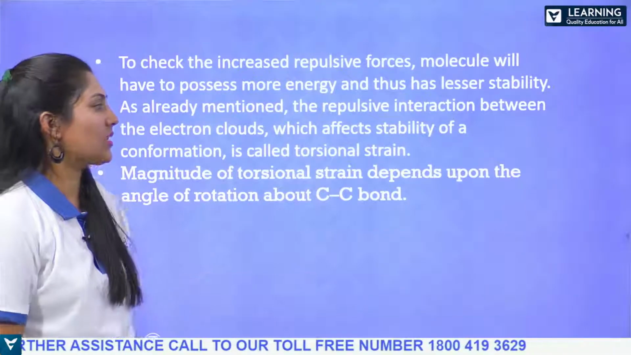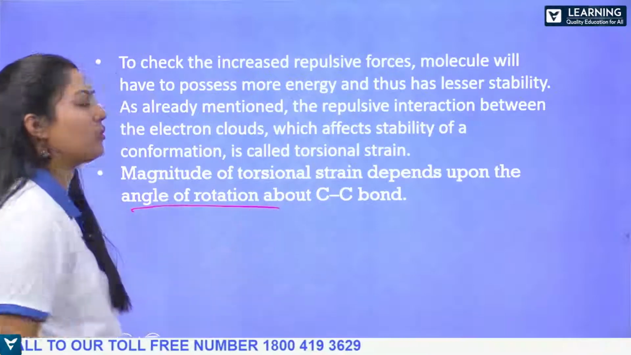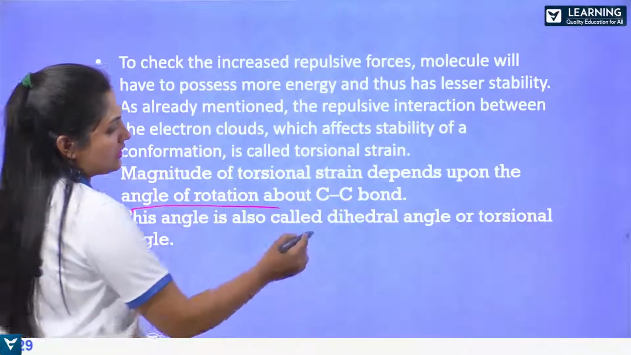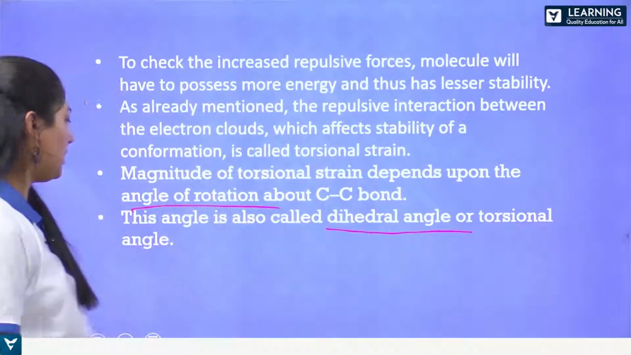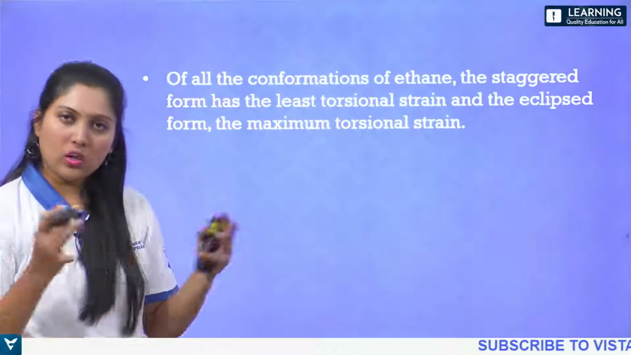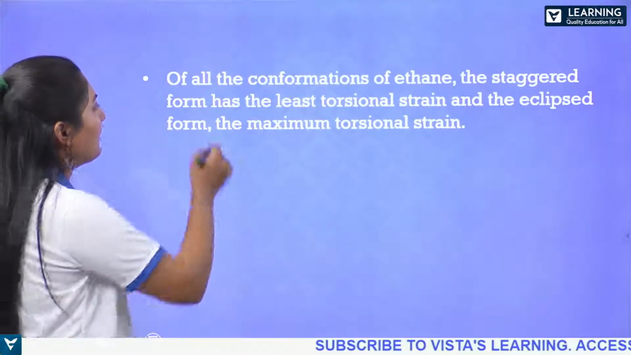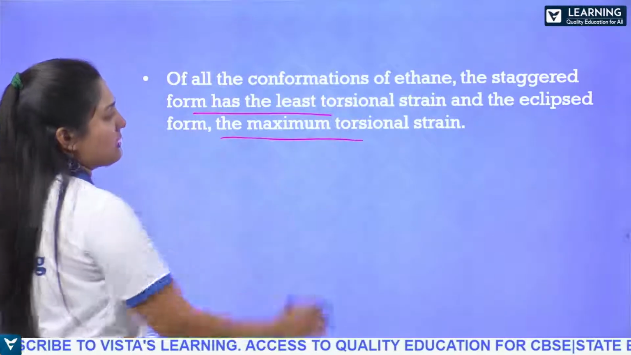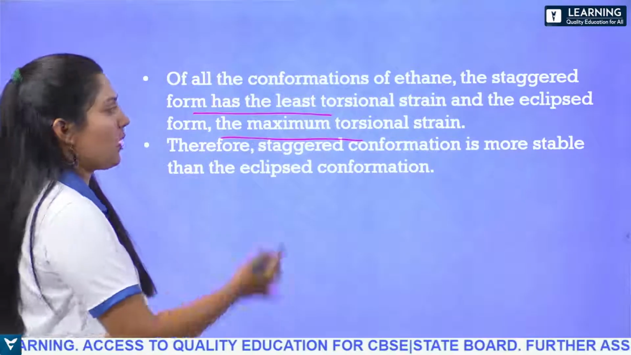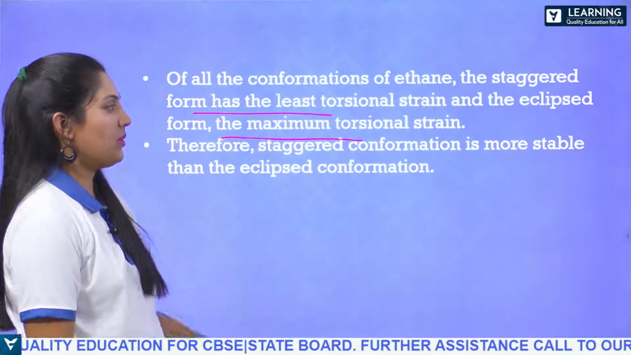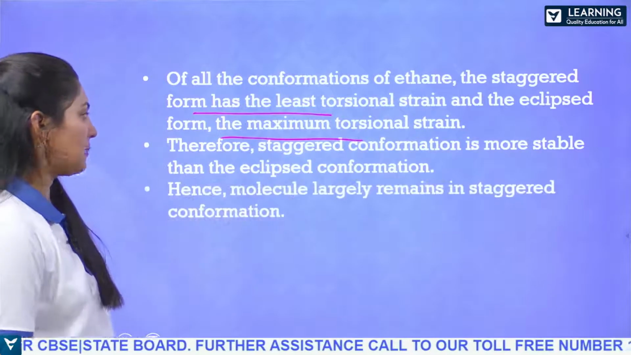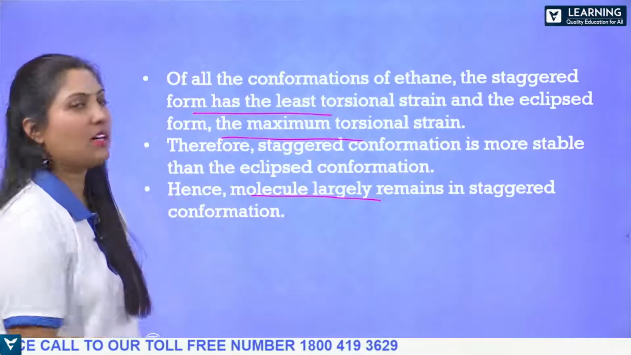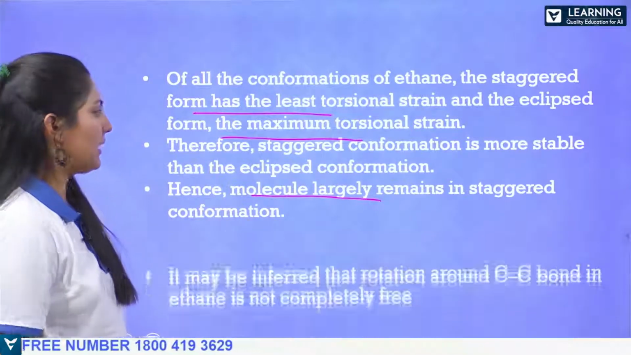The magnitude of the torsional strain depends upon the angle of rotation about the carbon-carbon bond. This angle is also called the dihedral angle or torsional angle. Of all the conformations of ethane, the staggered form has the least torsional strain and the eclipsed one has the maximum torsional strain. Therefore, the staggered conformation is more stable than the eclipsed one. So, molecules largely remain in staggered conformations rather than eclipsed ones.